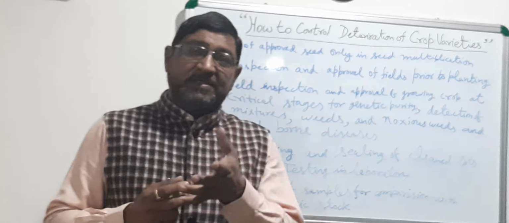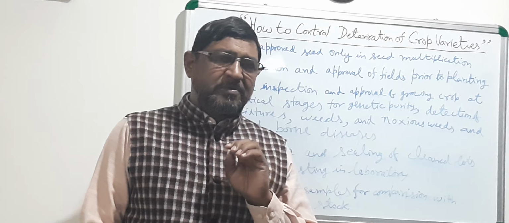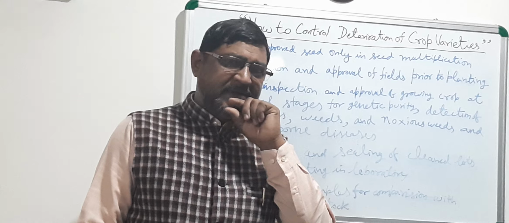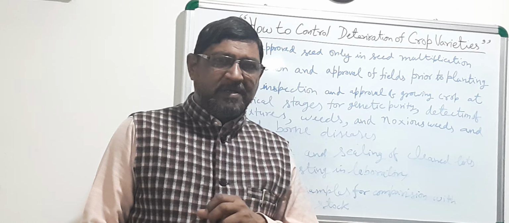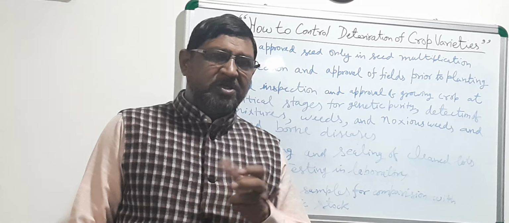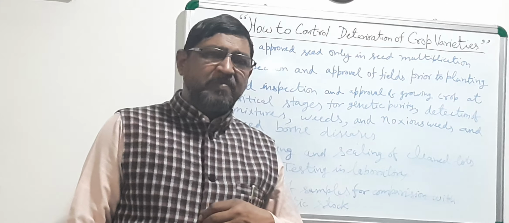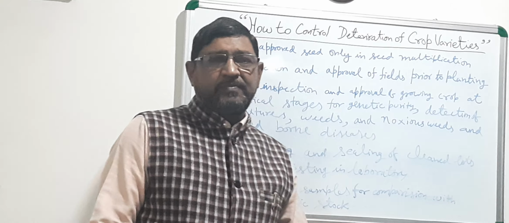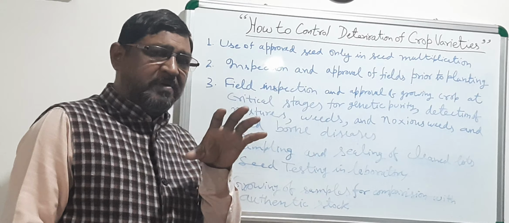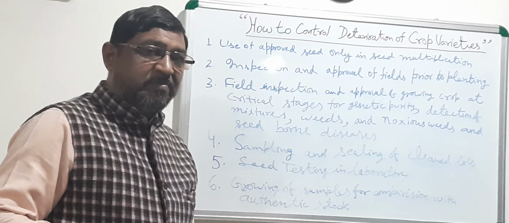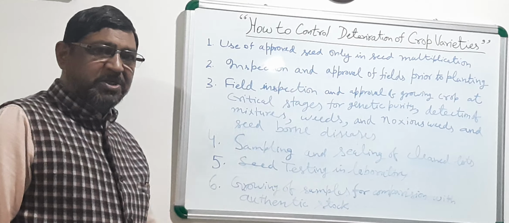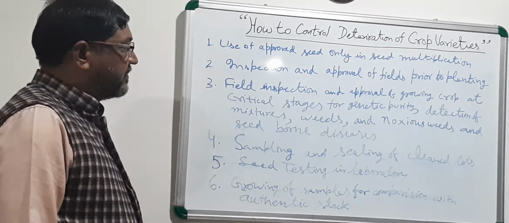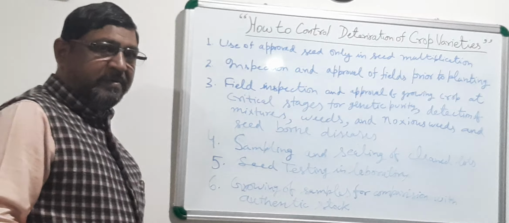Today we have to discuss how to control deterioration of crop varieties. Means today we have to discuss the steps involved in controlling the deterioration of crop varieties during seed multiplication or seed production program. So what are the steps involved in a seed production program for quality seed production to check the deterioration of the crop varieties? One by one we will be discussing.